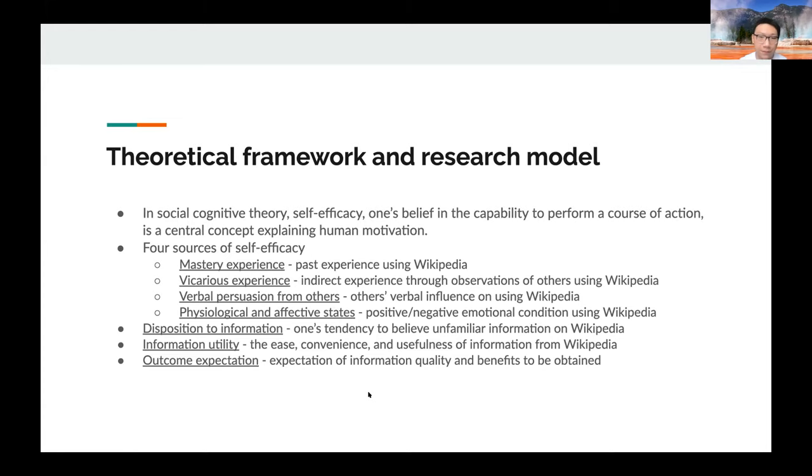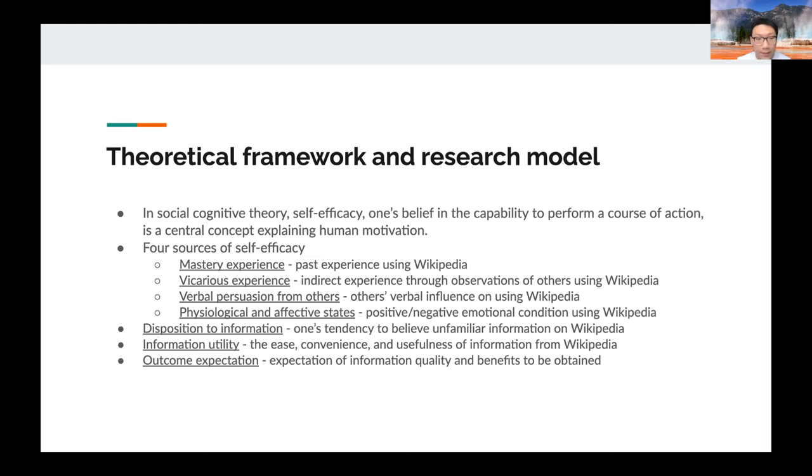And then in addition to these four variables derived from the social cognitive theory, they also considered two other independent variables, which is disposition to information and information utility. So these two, they also derived from previous studies. So this disposition to information is defined as the student's tendency to believe unfamiliar information they find on Wikipedia. And then the information utility is defined as the ease of use of the information from Wikipedia.